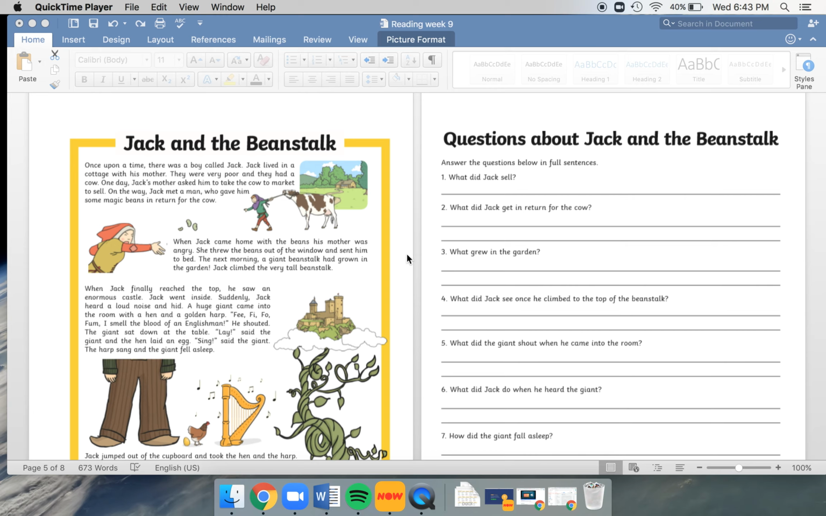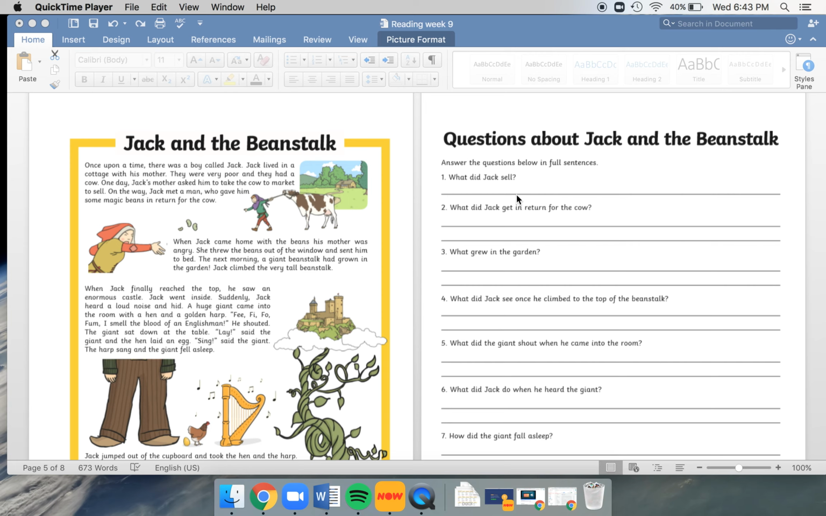Today, we're going to be looking at Jack and the Beanstalk. As you can see, we've got the story to the left and our questions to the right. Now, I hope that you have read the story once or twice and maybe even discussed it with mum or dad or your brother or sister at home. So, let's look at the first question.